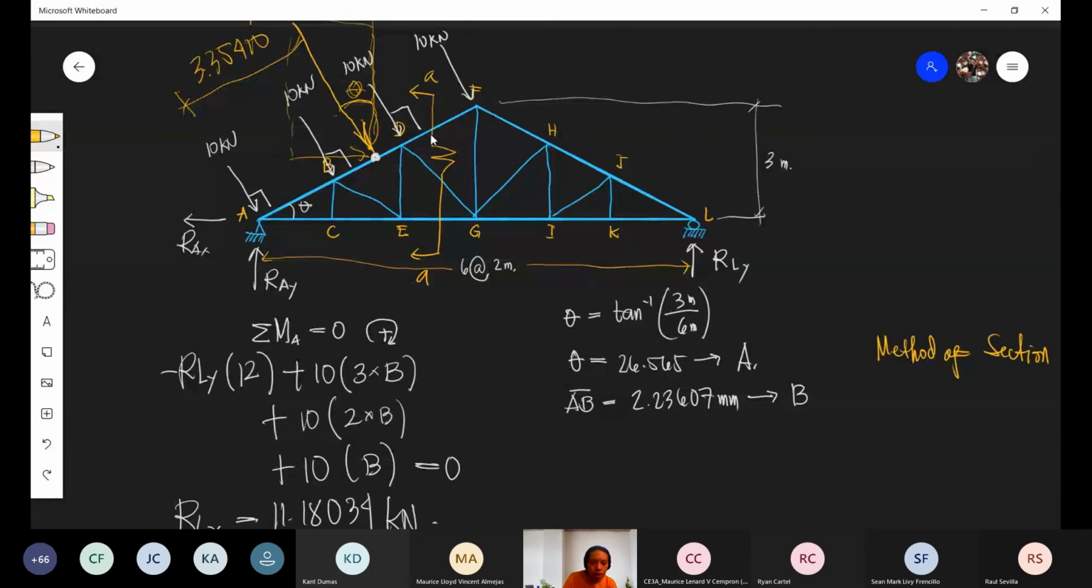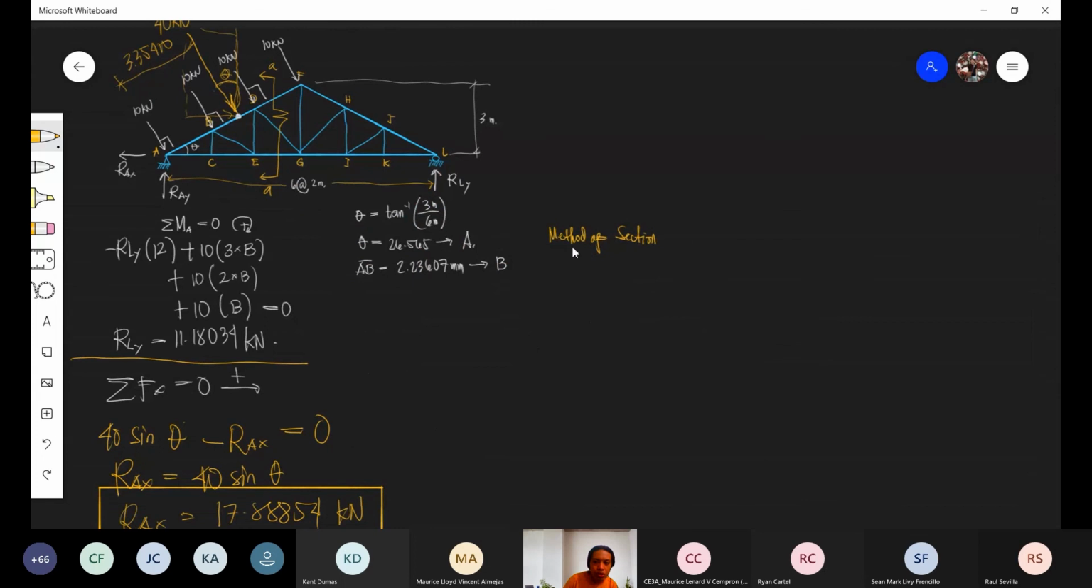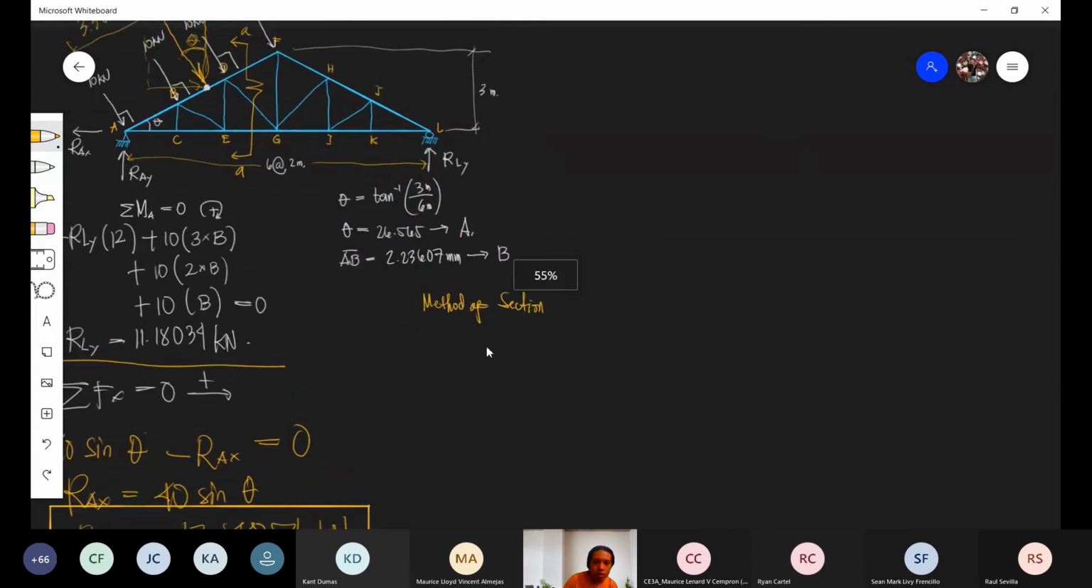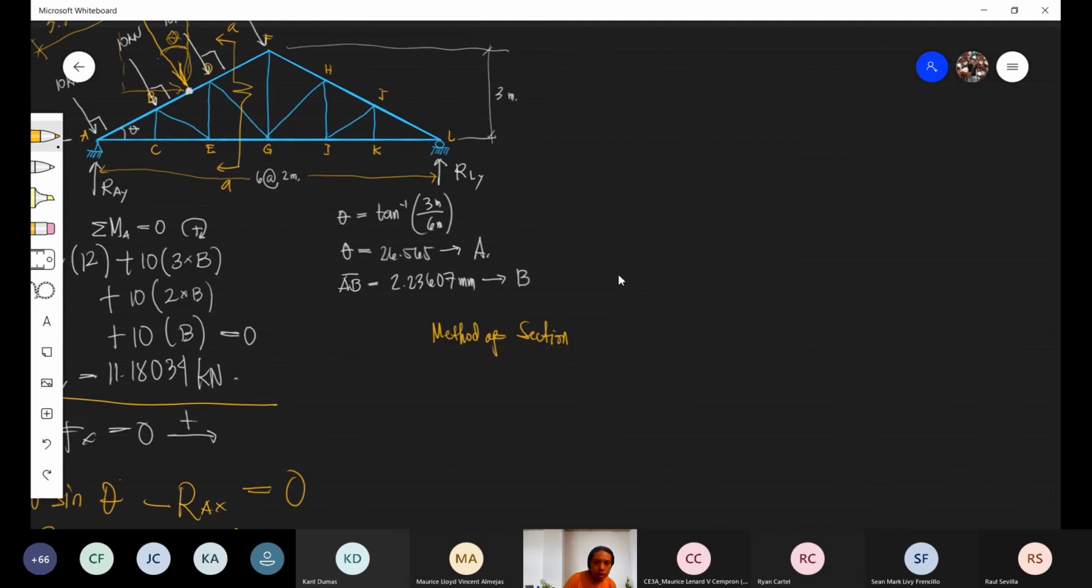We isolate either the part to the left of the cutting plane or to the right of the cutting plane. I suggest using the side with fewer forces, because the fewer the forces, the easier the solution. If we use the right side, the forces involved are the 10 kN, RAX and RAY. If we use the left side, only RAY is involved, not the 10. So it is better to use the right side. So we will use the right side.